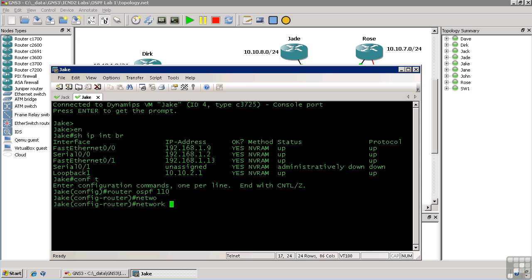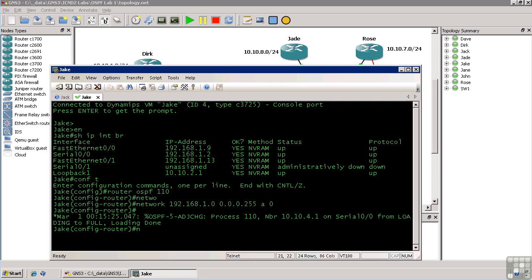So first we'll do network 192.168.1.0 with a class C subnet mask, put it in area 0. We see that the loading process has already completed, so we have actually established a neighbor relationship immediately. It was just that fast. Now we'll do network 10.10.2.0, 0.0.0.255, put it in area 0 as well.